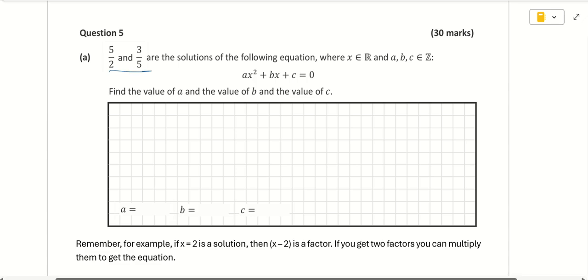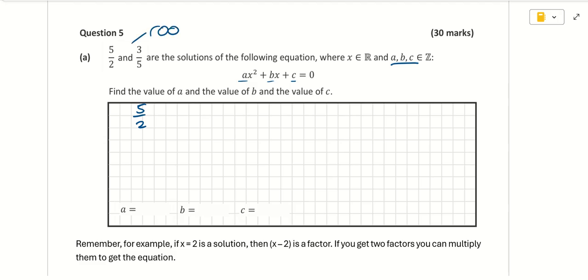So question 5, you're given two solutions to an equation. So that's a quadratic equation there, and you're told that they are integers. So A, B, and C, these three numbers there are integers, so whole numbers. So when you're given solutions, that means 5 over 2, these are roots. So that means x is equal to 5 over 2 and x is equal to 3 over 5.